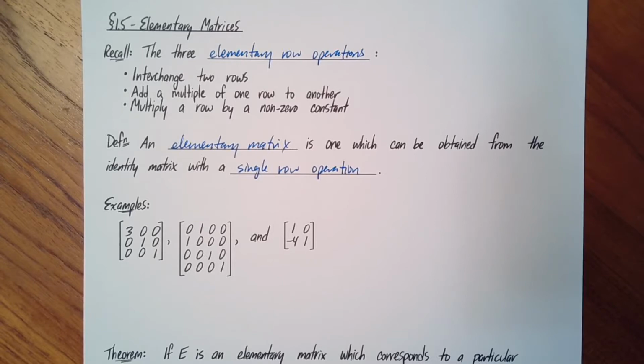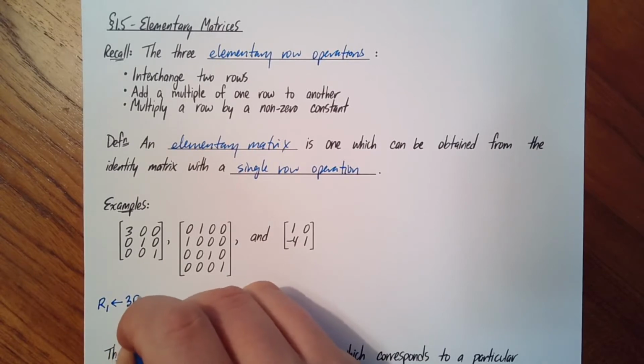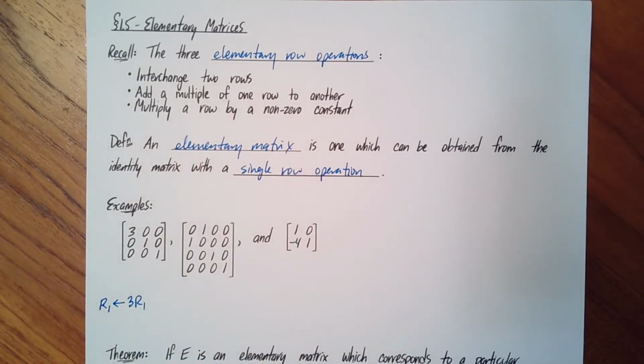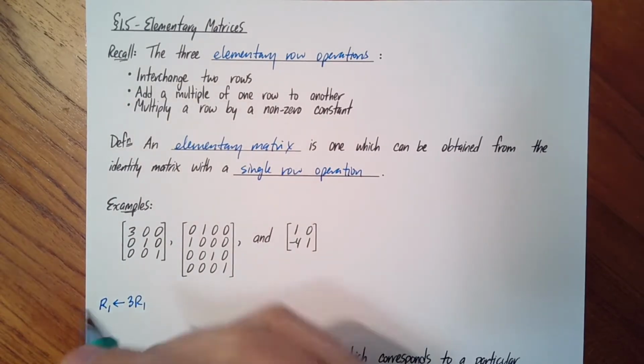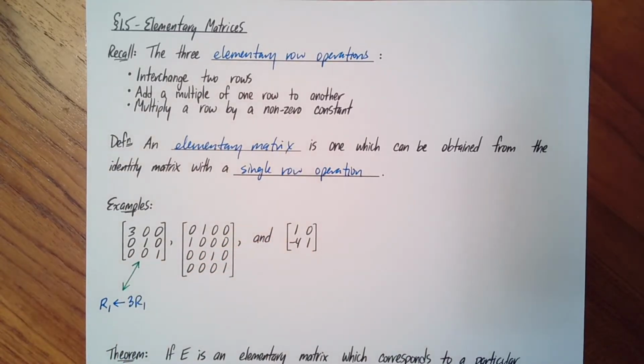Remember, the 3 by 3 identity matrix would just be very similar to this, but it would have ones all along the main diagonal. So if you multiply the first row by 3, you're going to obtain this. So that's the row operation that it corresponds to. Take row 1 and replace it with 3 row 1. Pardon me, that's the elementary row operation that corresponds to this matrix. So because there is such a single row operation, that's what it means for this to be an elementary matrix. What about this one?